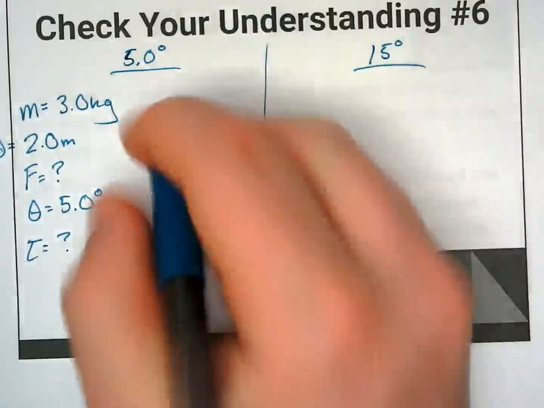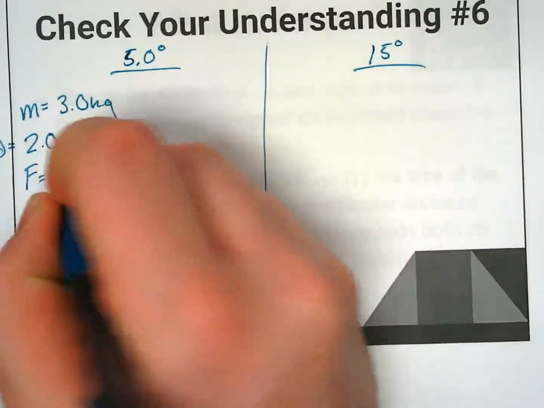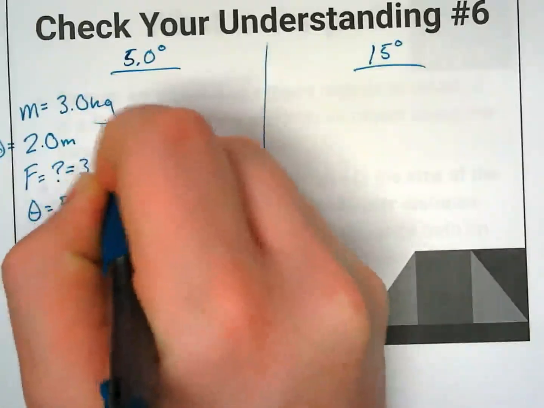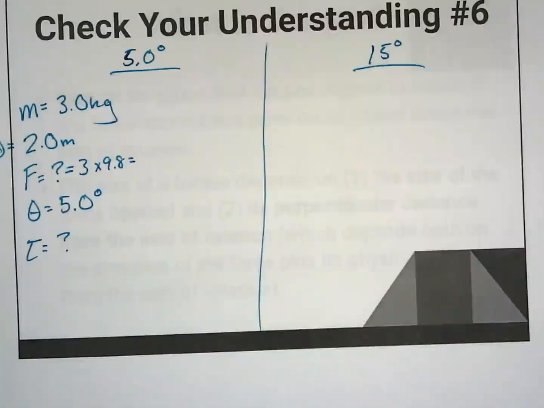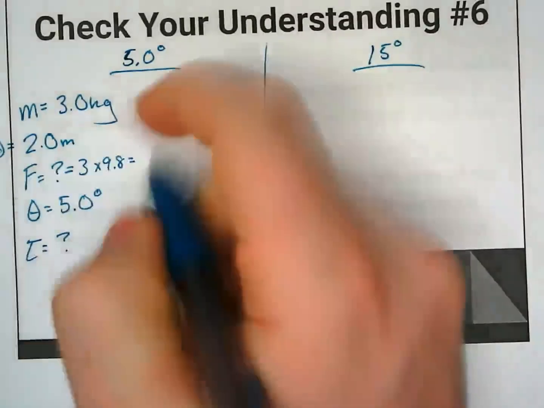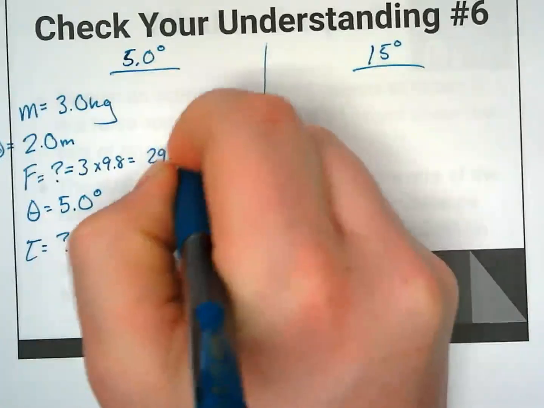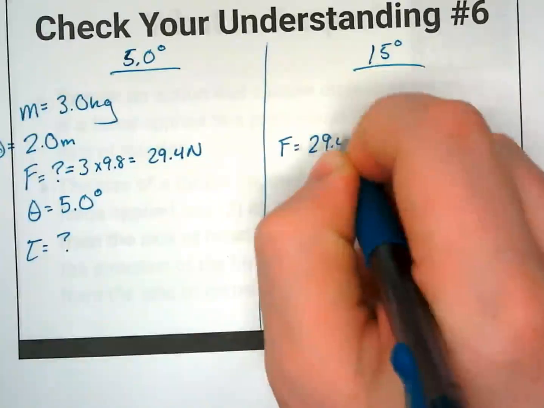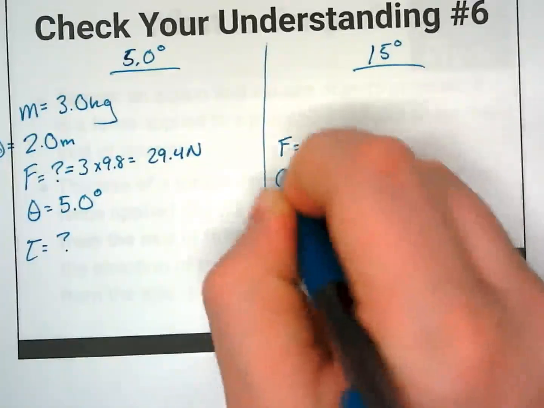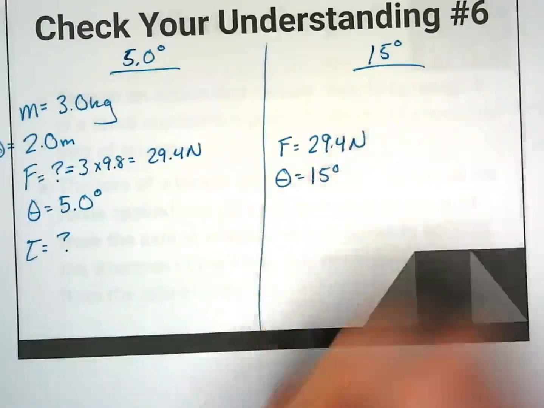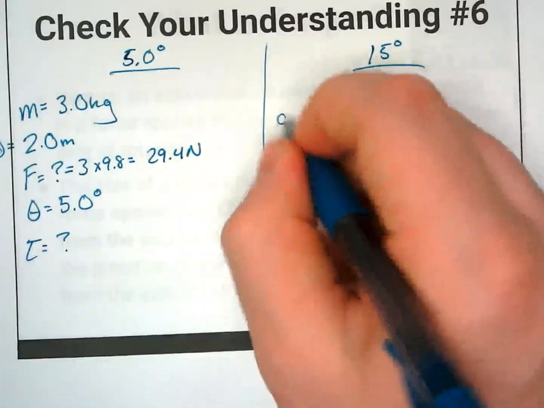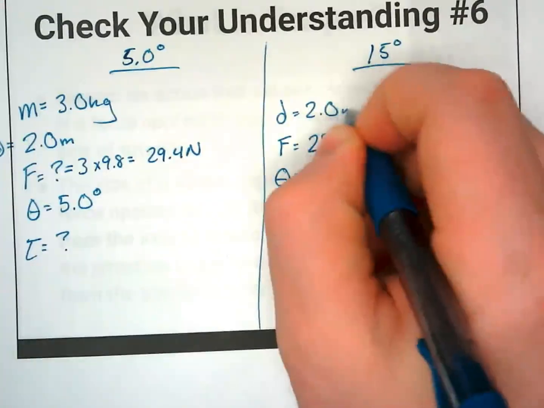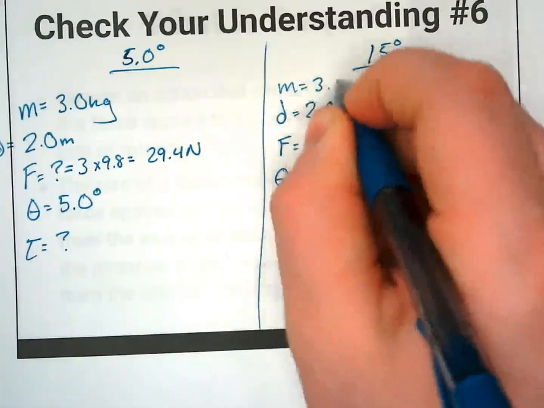Anyway, so first, what's the force? Well, the force is just going to be 3 times 9.8. So we can get the force due to gravity, which is roughly going to be 29.4 newtons. And that's going to be the same for both sides. Still have a theta, but this time it's going to be 15 degrees over here. Our distance is still 2 meters. Mass is still 3 kilograms.